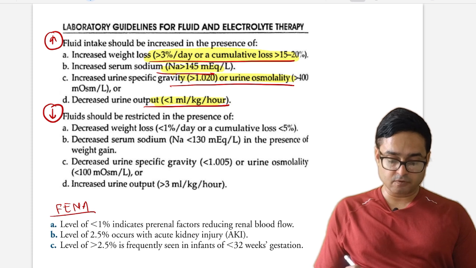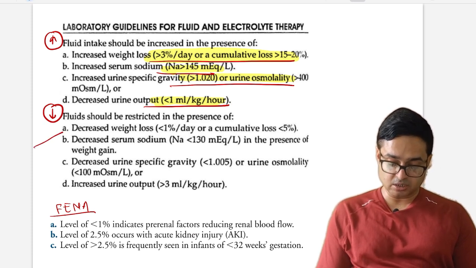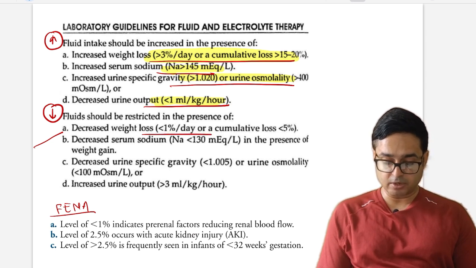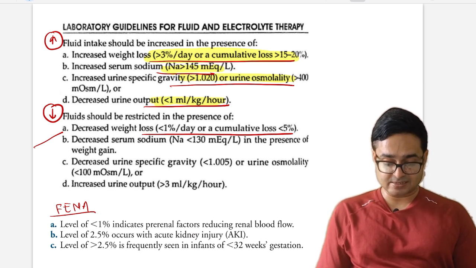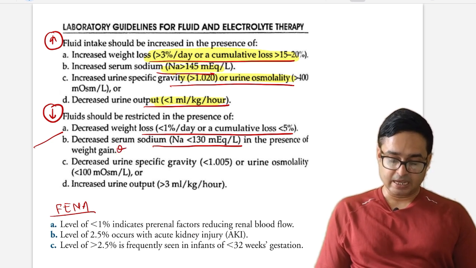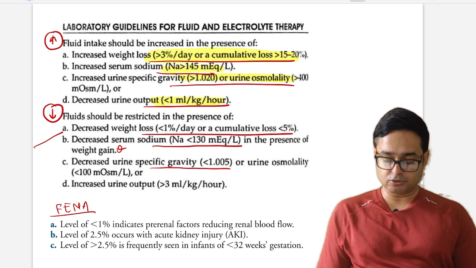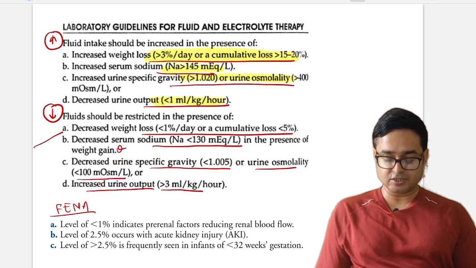In which condition should fluid be restricted? This is important. Which condition? If there is weight loss of less than 1% per day or cumulative loss less than 5%; decreased sodium, less than 130 milligram per liter, in presence of weight gain. So this is important. Decreased urine specific gravity less than 1.005 or urine osmolarity less than 100 milliosmol per liter, or increased urine output more than 3 ml per kg per hour.